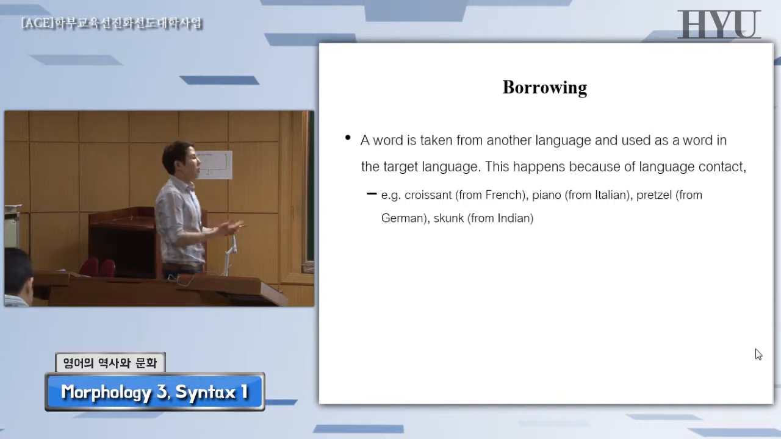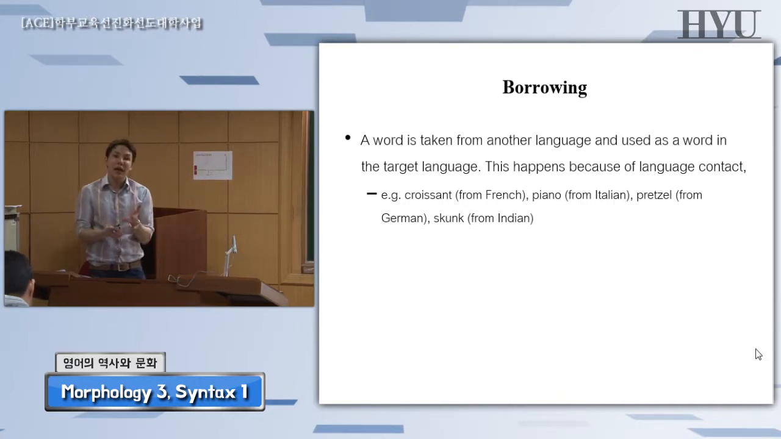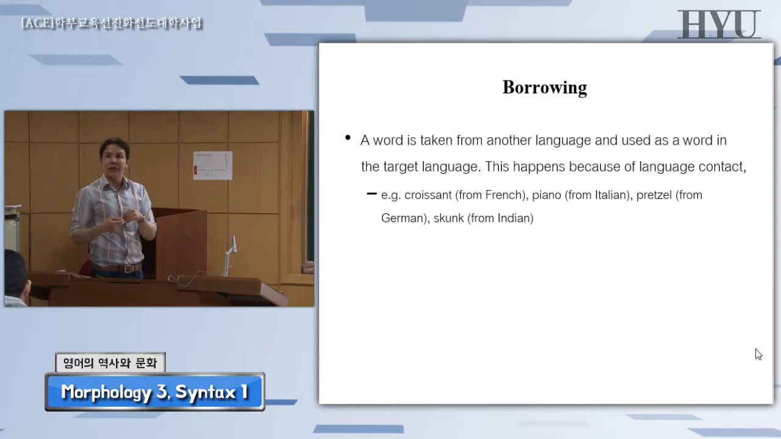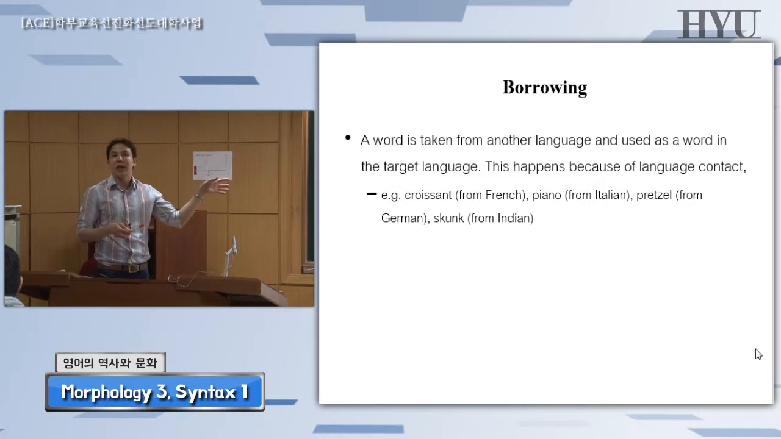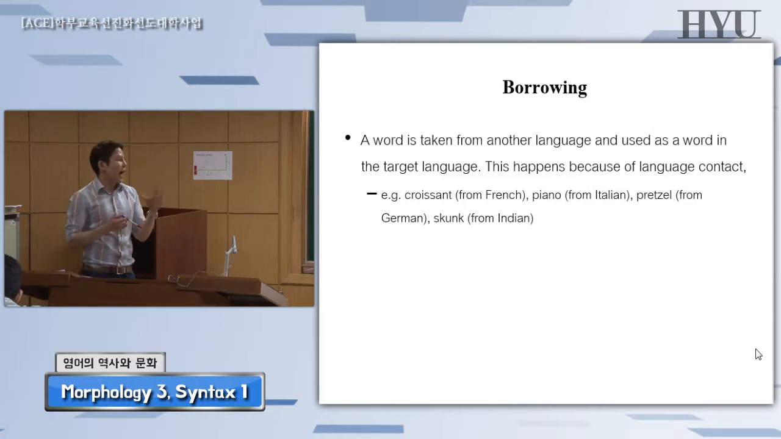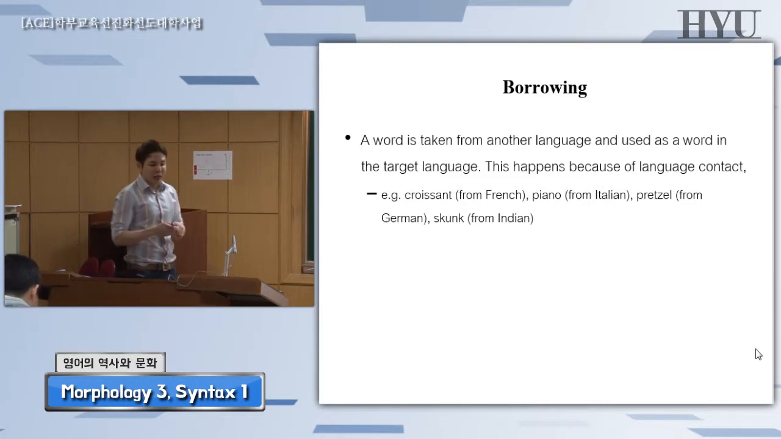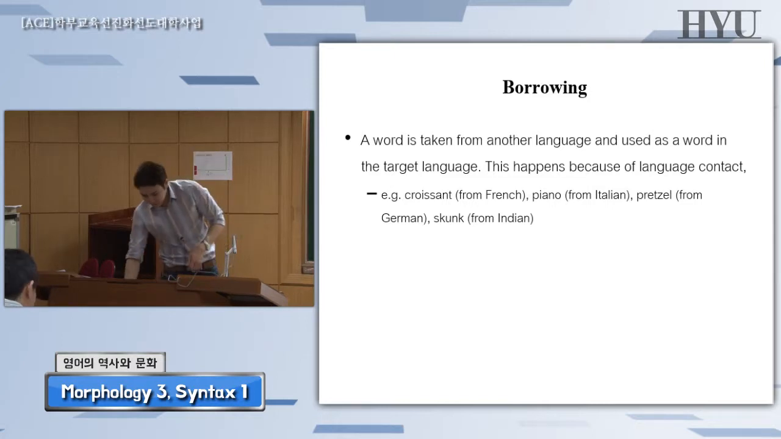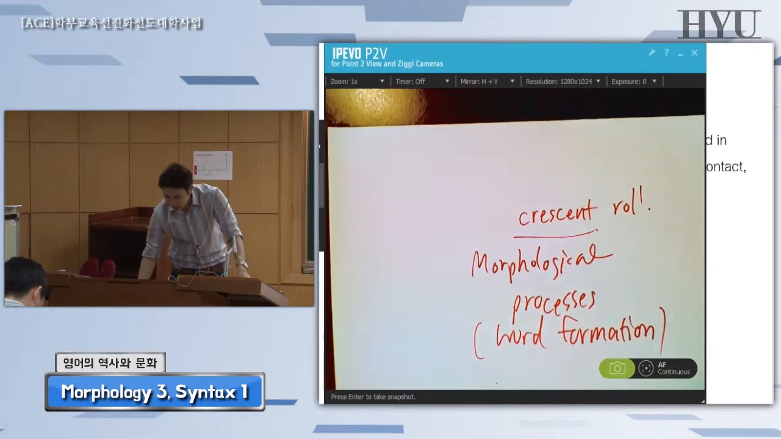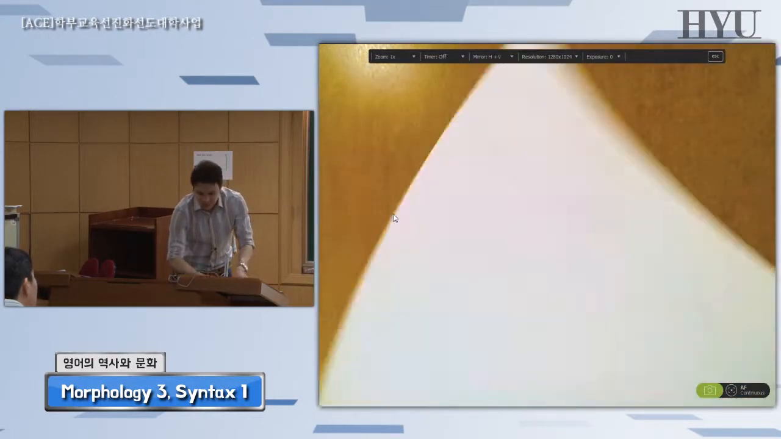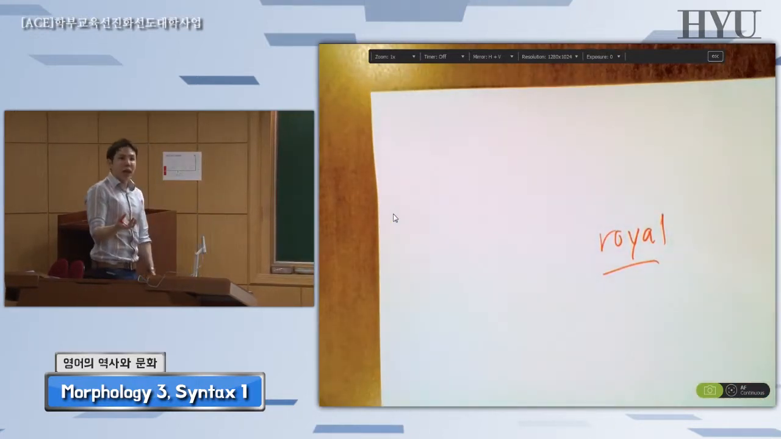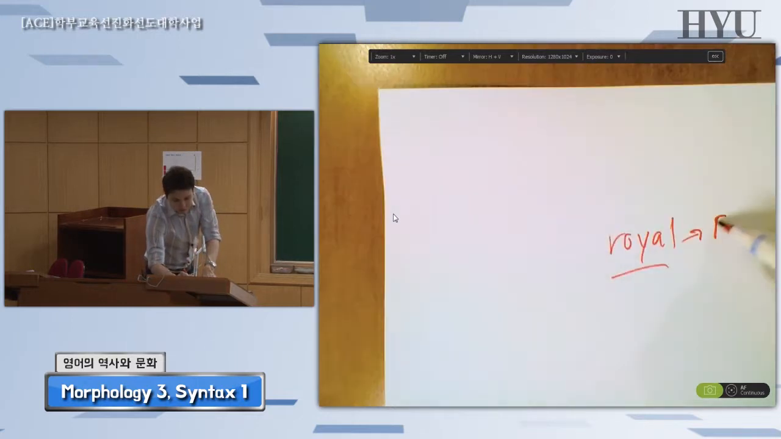Croissant from French, piano from Italian, pretzel from German, or skunk, which is a type of animal that's found in the US. Okay, so we borrow that from American Indian languages, like that. And most of our high register terms, for example, words like royal, like this, is from Latin. This one is from French.